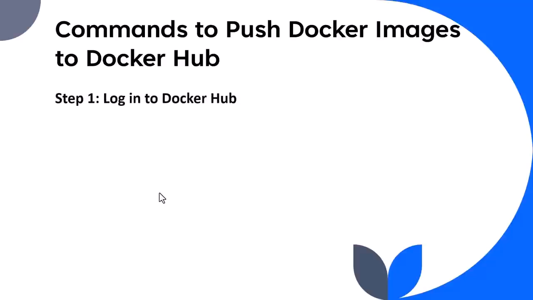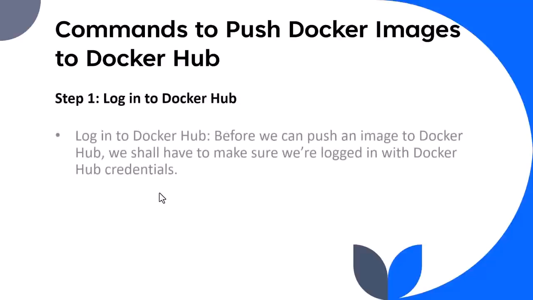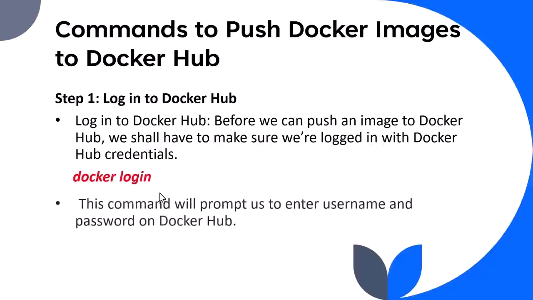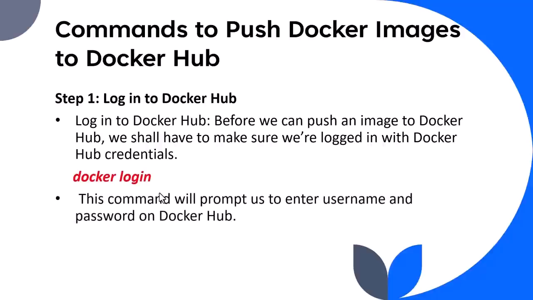First, we'll have to log into the Docker Hub. That is the first step. And log into Docker Hub before we can push an image to Docker Hub. We shall have to make sure we are logged in with the Docker Hub credential, which is docker login. And this command will prompt us to enter username and password on Docker Hub if it is not there already as a cache.